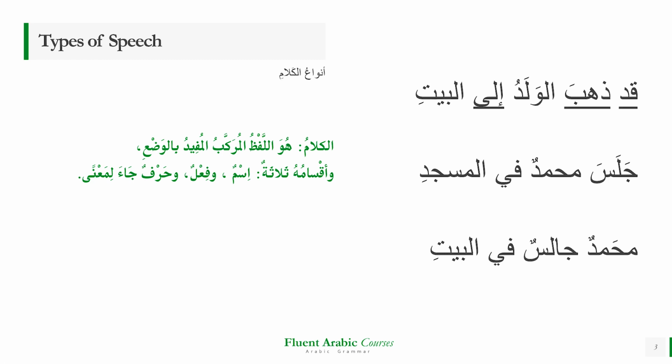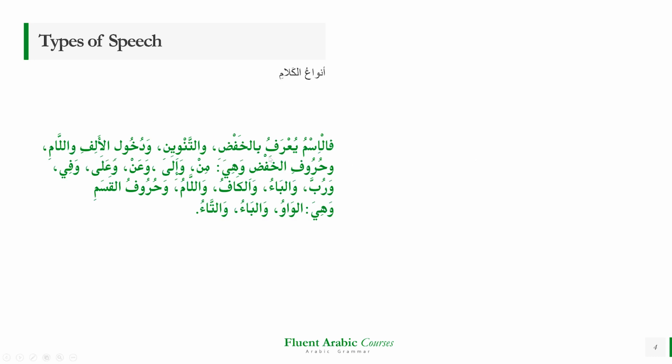If you have any confusion regarding a word in a sentence, you can apply these very simple rules to identify whether it is a noun, verb, or harf. What are these rules? فَالْإِسْمُ يُعْرَفُ بِالْخَفْضِ. The first rule: if any of these conditions are met, then the word is an ism.